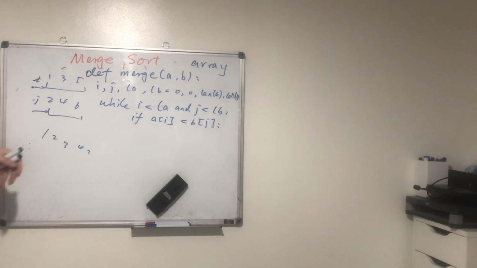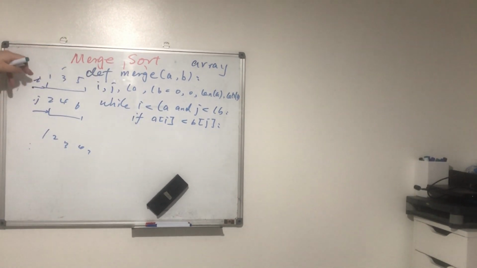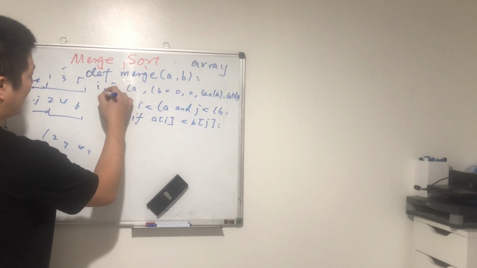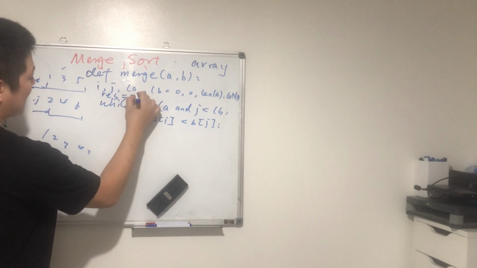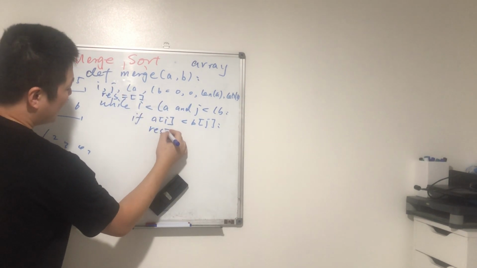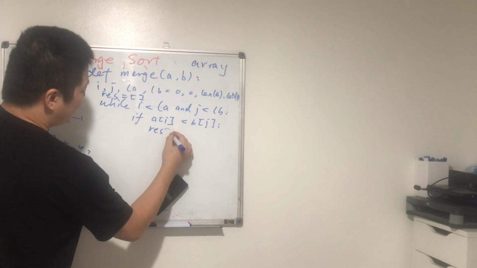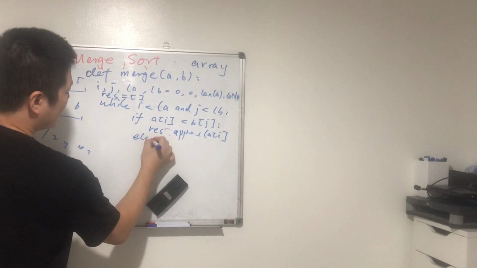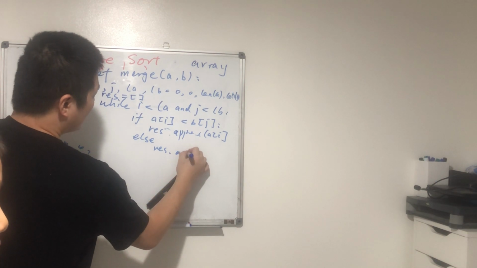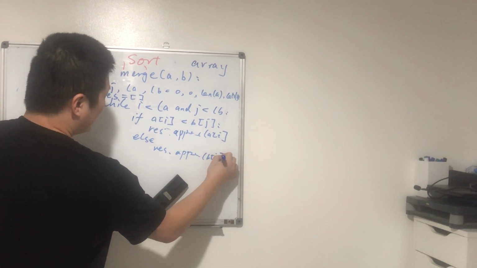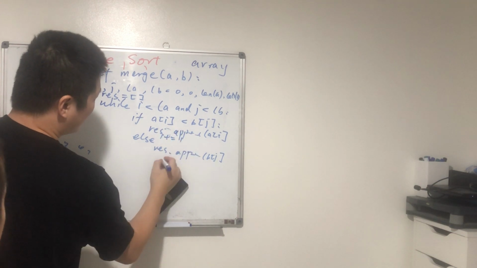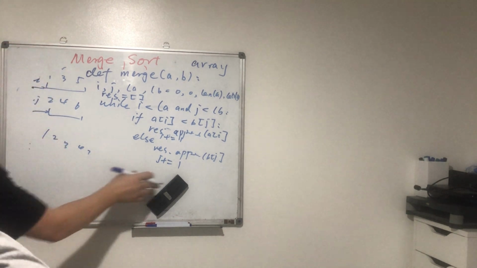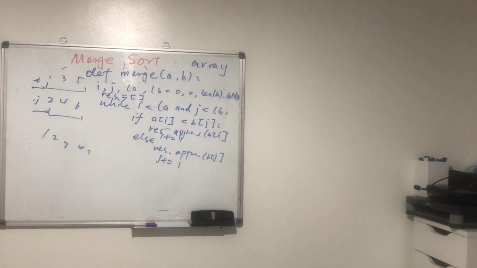If one element is smaller than the other one, then I pick the smaller one. Let's put the result here: result.append(A[i]), else result.append(B[j]), right? And then you need to do plus equals 1. Move the pointer forward of the smaller one. And then, what's next?